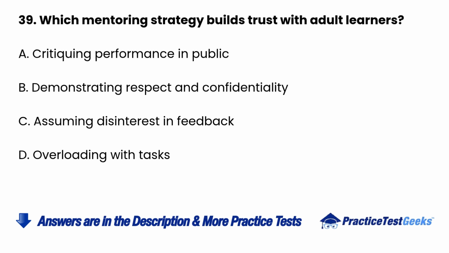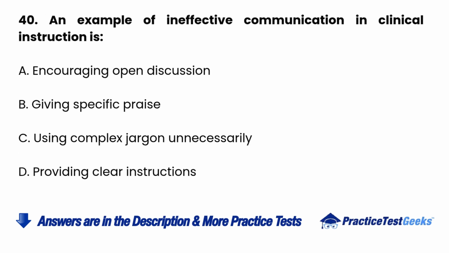39. Which mentoring strategy builds trust with adult learners? A. Critiquing performance in public. B. Demonstrating respect and confidentiality. C. Assuming disinterest in feedback. D. Overloading with tasks.